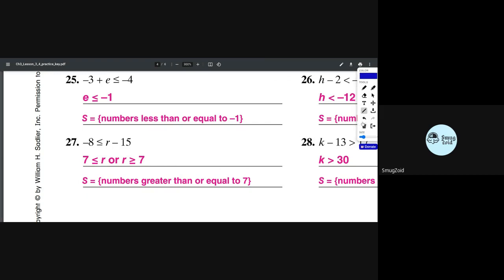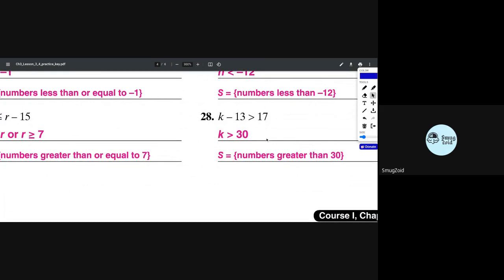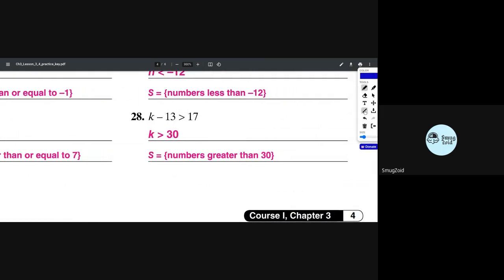Okay. 28. K is greater than 30. I think everybody sees where this is going now. I don't think I have to do all of them. I can just show you the answers after this because it's a lot of the same, right? 30, that means you put 0 here, you put 60 here. It's bigger than that. You're going to go this way with your number line, right? Okay. Now, let's close that.